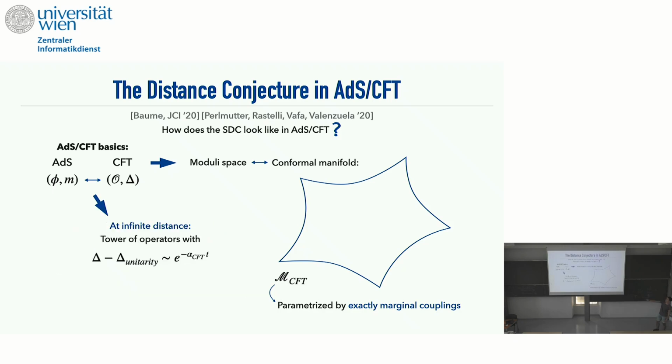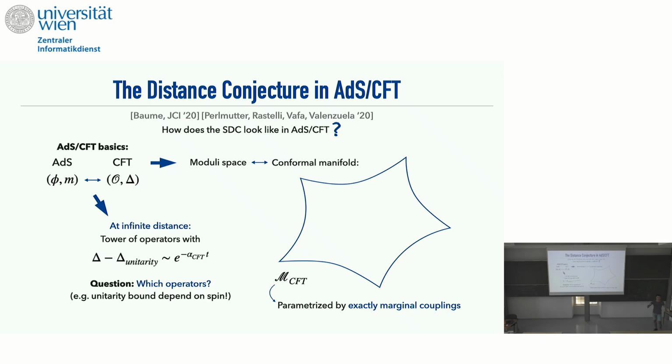Also from this, you say, okay, what will be the distance conjecture? Well, the distance conjecture then gets mapped to the statement that at infinite distance, there should be an infinite tower of operators whose conformal dimension is going to the unitarity bound exponentially with the distance. And that's it. Then the next question you can ask is what kind of operators? In particular, because this unitarity bound depends, for instance, on the spin of the operator.